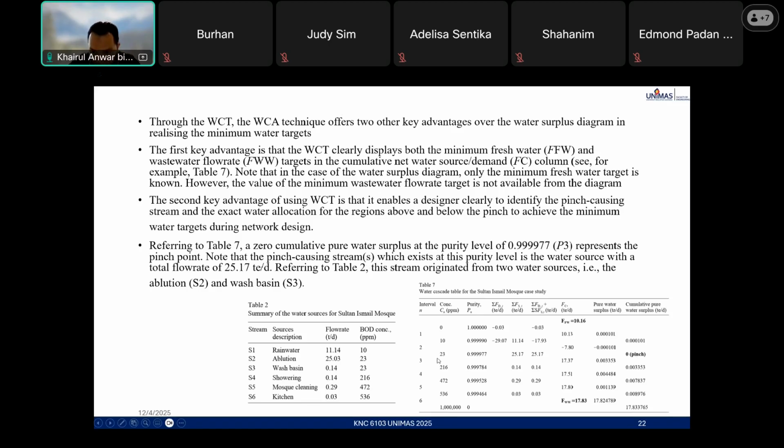You see here, 23 ppm is the pinch point here. The source, ablution and wash machine basin, streams 2 and 3. Referring to Table 2, distributed from the two sources are ablution S2 and wash basin S3. You know the exact stream that becomes the pinch. So meaning any return back to the three rules on how to create the water network: any point above the pinch must not be supplied to any sink or source below the pinch. It's rule number 1.